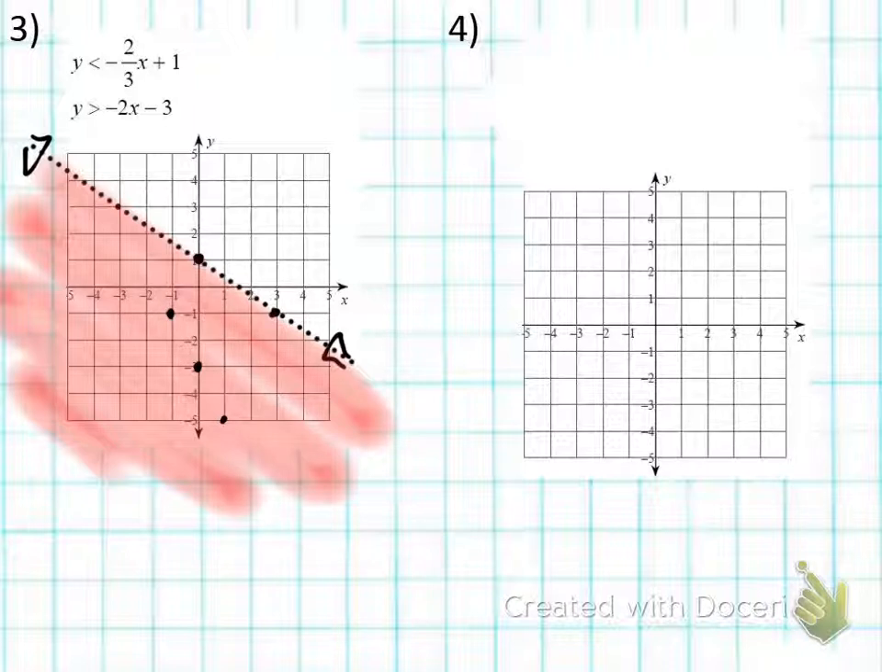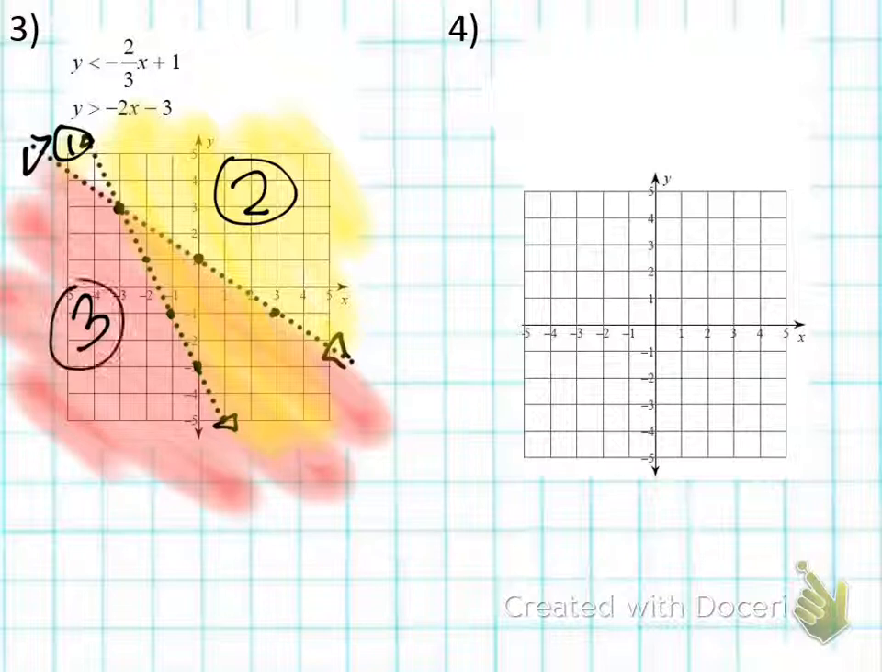So we're going to draw a line. Is it going to be a dashed line or a solid line? A dash. Am I shading above or below? Above. Okay, good. Now looking up here, we have 4 regions.